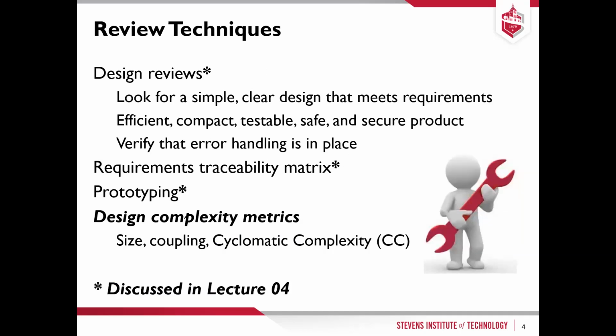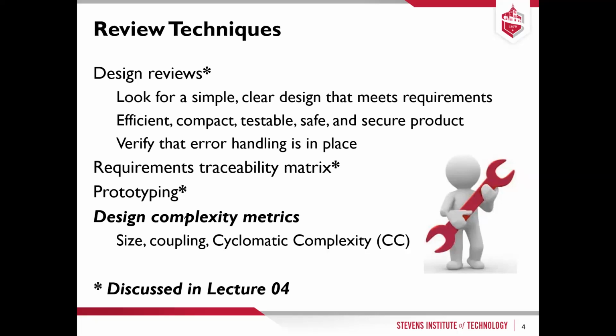Before doing that, we have different methods. One of them was different review techniques. We review different design models that we have. We look for the simplest and clearest design so we can work with that. Then we can look at the requirement traceability matrices. We can work with the prototype. Also, we can work with the design complexity metrics. Last week, we talked about design review, requirement traceability metrics, and prototyping that we can use.